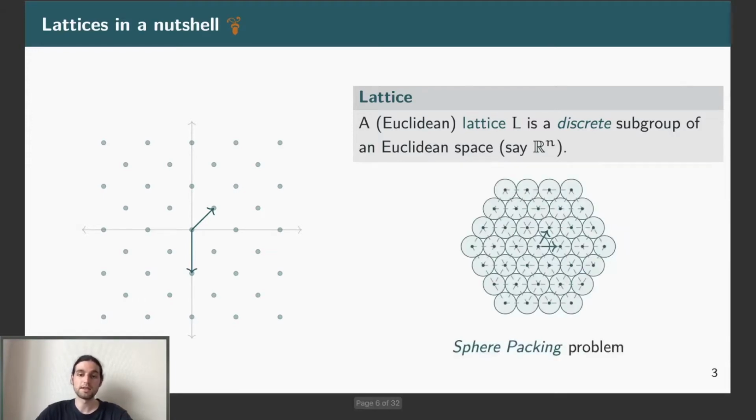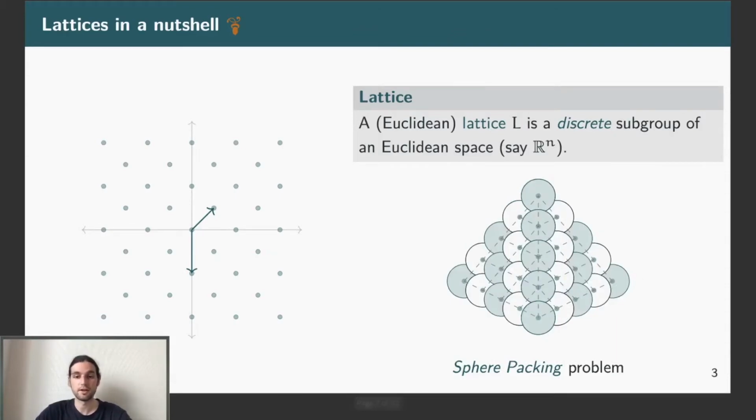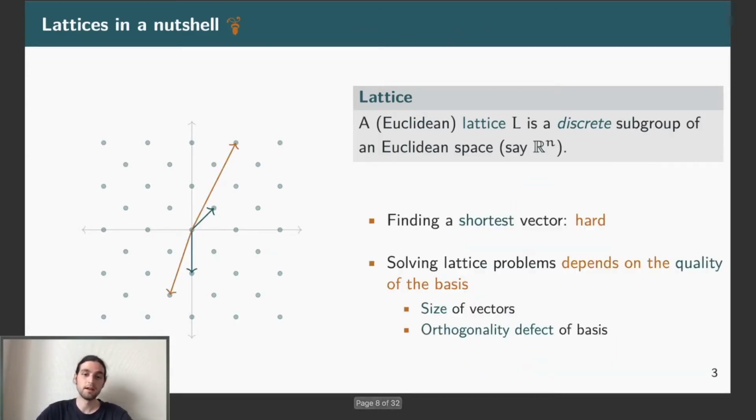So lattices are related to many problems in number theory and in geometry, such as the sphere packing problem, which consists in finding the densest way of packing hard spheres in the space. So here in dimension 2, here in dimension 3. And a fundamental problem in complexity theory related to lattices is the so-called shortest vector problem. It can be defined as follows. I give you a basis of a lattice, any of it, and I will ask you to retrieve one of the shortest vectors of the lattice.